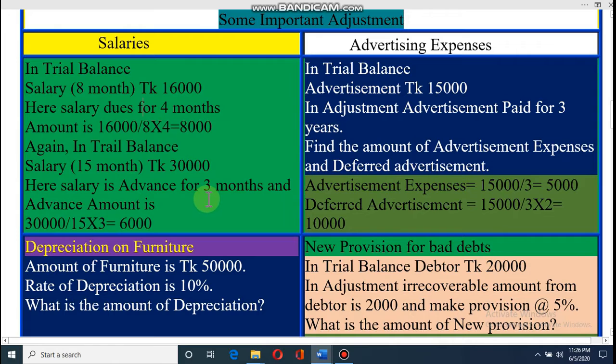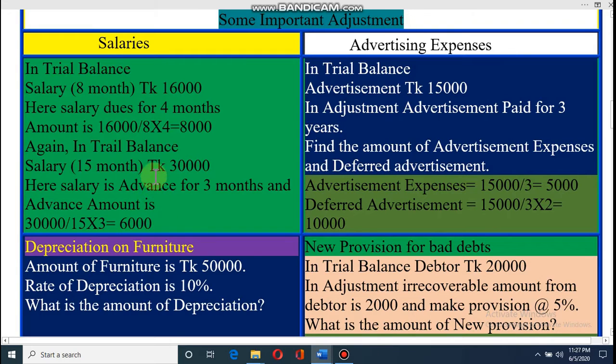Same formula. 30,000 for 15 months. So what will be for 1 month? 30,000 divided by 15 will be 2,000. And for 3 months, it is 6,000. And all of you know that advance salary will be subtracted from the salary account in the income statement. I hope if this type of problem comes in the exam, you can solve it.